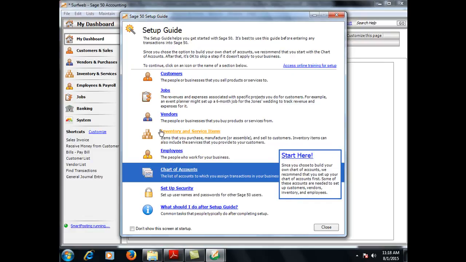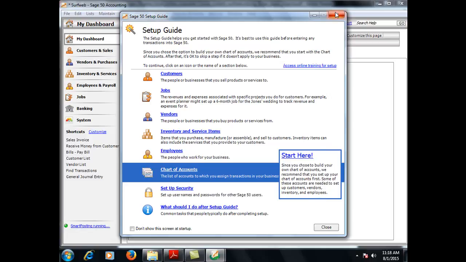As you can see, because we said we are creating our own type of account, starting from scratch, that's why you have this dialog here. If you choose from sample, you will not have this. And that's why you are also seeing this alert message here: since you chose to build your own chart of account, we recommend that you set up your chart of account first, because some of these accounts are needed to set up customers, vendors, inventory, and employees.